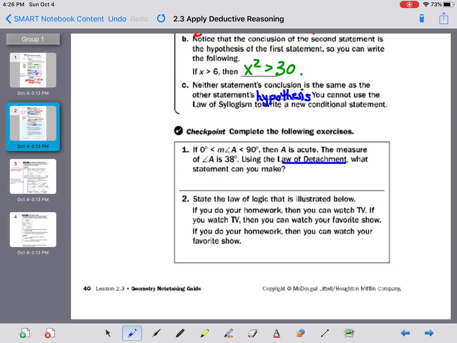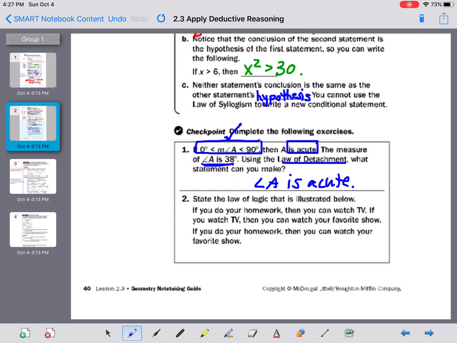Well, law of detachment is our two-part rule, okay? So my first part here is if my angle is between 0 and 90 degrees. My second part, the angle is acute, okay? So there's my two parts. They tell me the angle's 38. That falls under the first part. My job is to find the second part, and I just say angle A is acute. Okay, don't overthink it, just write the second part of the rule.